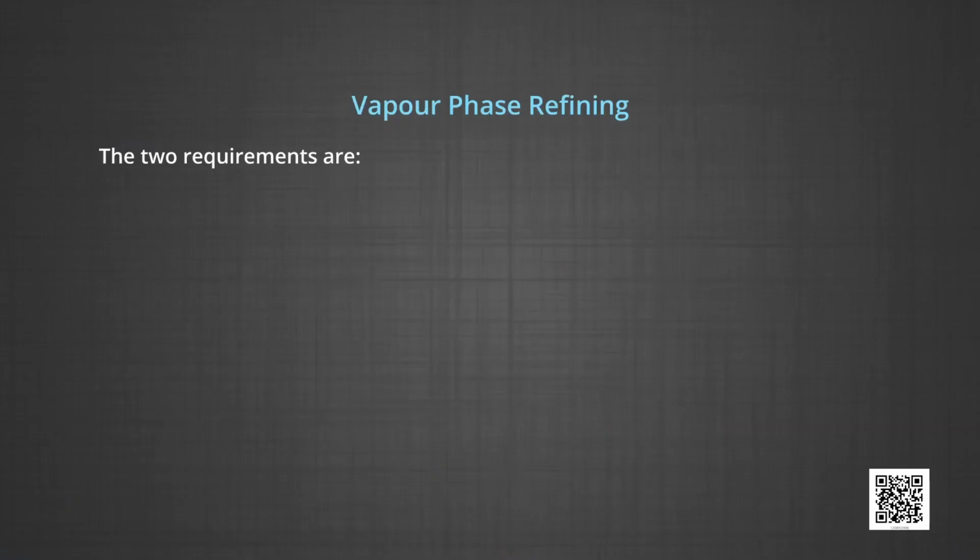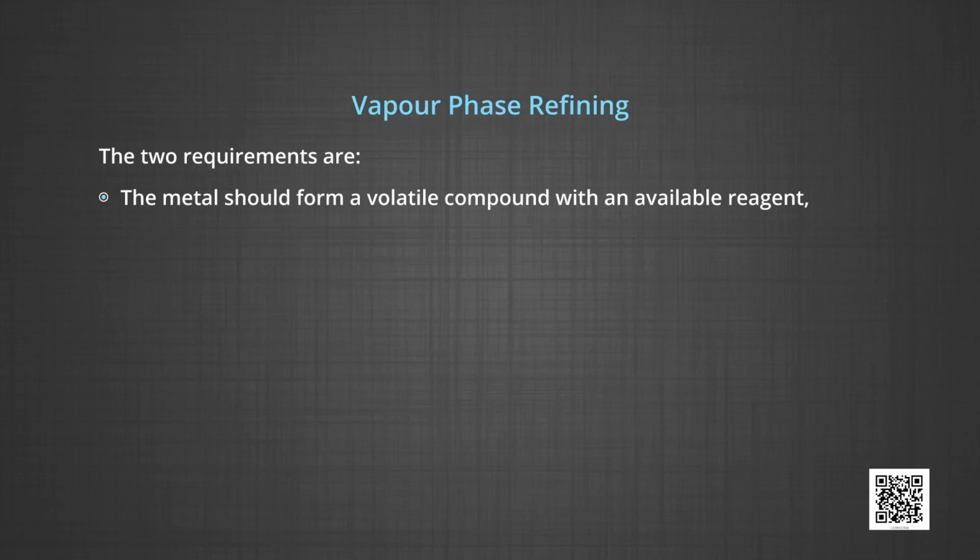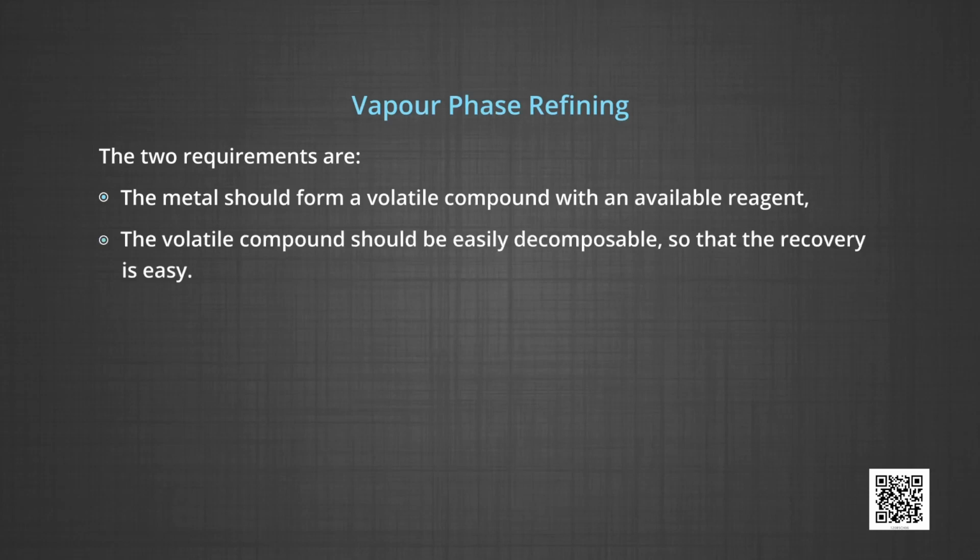So, the two requirements are the metal should form a volatile compound with an available reagent, and second, the volatile compound should be easily decomposable so that the recovery is easy. Following examples will illustrate this technique. Mond process for refining of nickel.